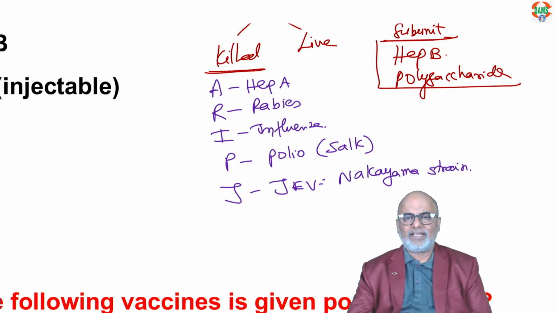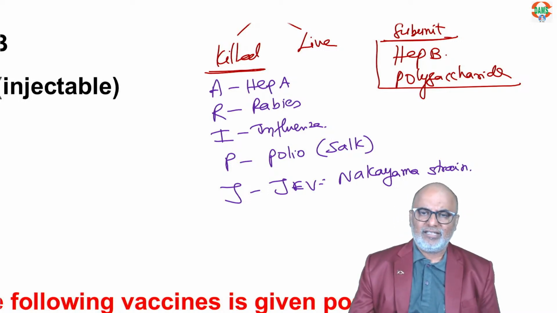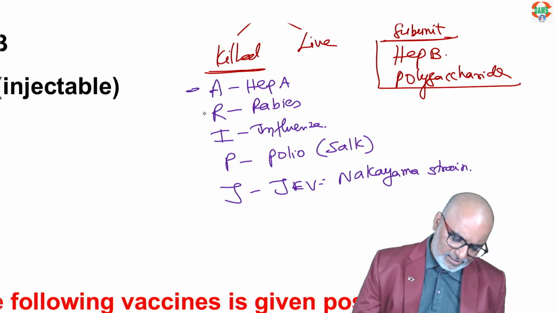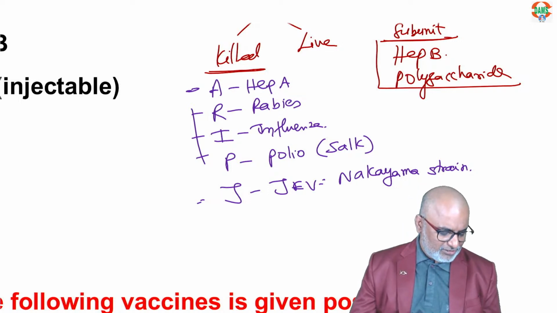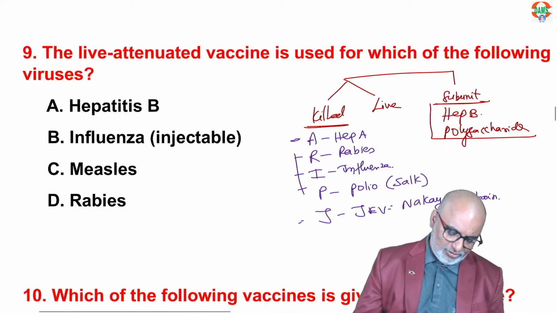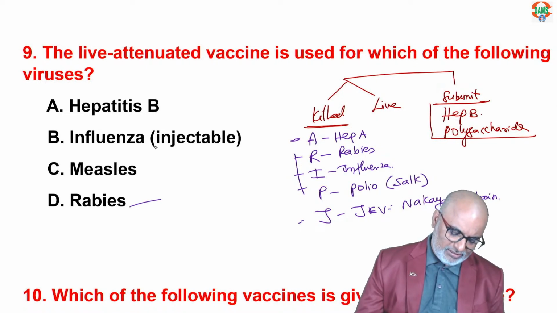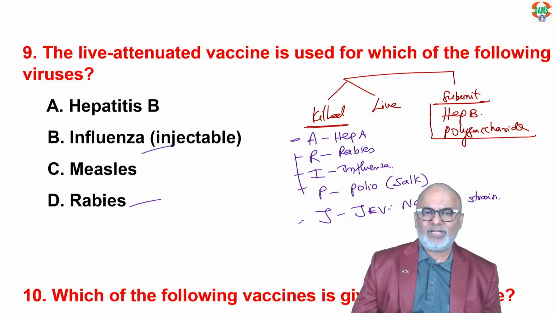Japanese encephalitis virus, Nakayama strain. All these people always rest in peace. Jack is my mnemonic: Always rest in peace, Jack. So rabies and influenza, these two are killed vaccines.